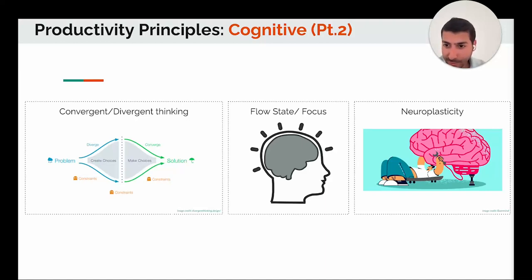Now, the last set of principles. We have convergent and divergent thinking, which is another one of my favorites, where it talks about how there are two different ways we can approach a problem. Divergent thinking involves more creativity and it relates to generating multiple potential solutions for a problem statement that you're working on. On the other hand, convergent thinking focuses on finding one well-defined solution to a problem.